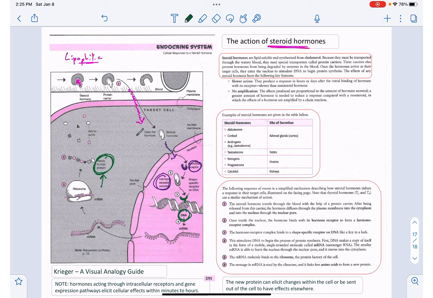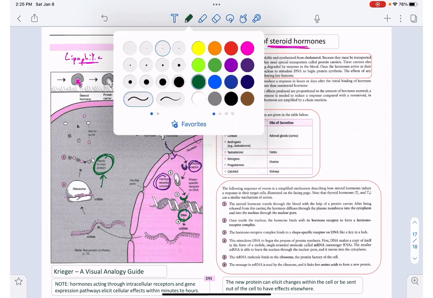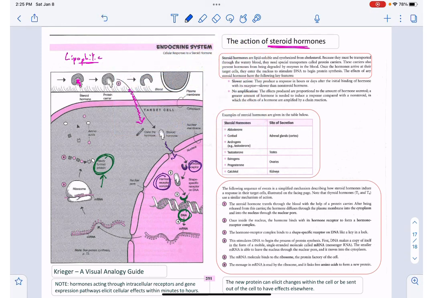But the goal here is to make a new protein and then have that new protein carry out whatever physiological effect it's going to carry out. And that's what this figure is showing. So the hormone receptor complex binds to the receptor on the DNA, and then we undergo gene expression. We make an mRNA copy of the gene. That mRNA copy goes out into the cytoplasm, and it gets converted to a protein. And then again, that protein is going to have whatever effect it's going to have.